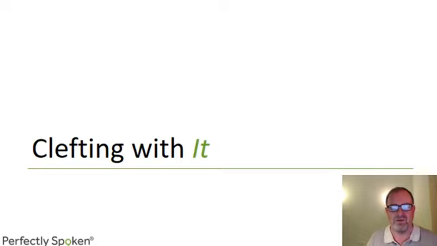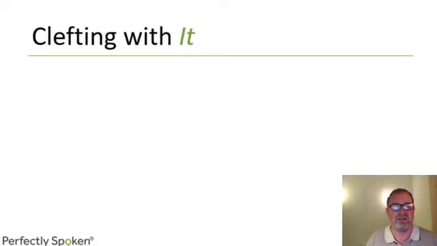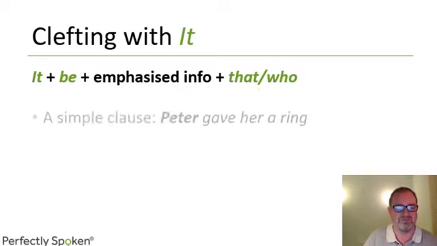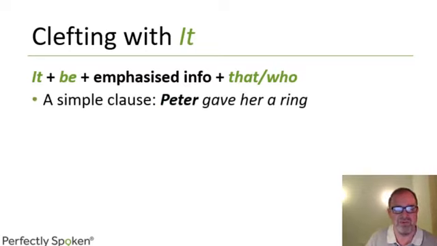Okay? So let's start with clefting with it. The form is the word it, of course. Then the verb to be, which obviously changes with tense: is in the present, was in the past, and so on. Then the information that we want to emphasize, and then that or who, in other words, a relative clause.